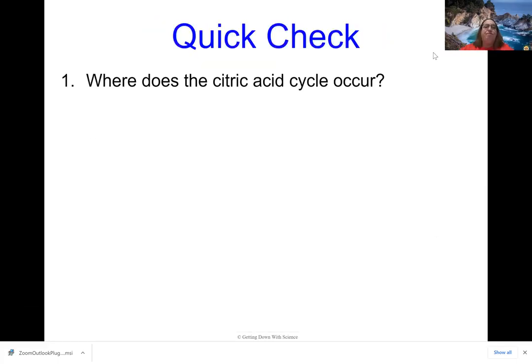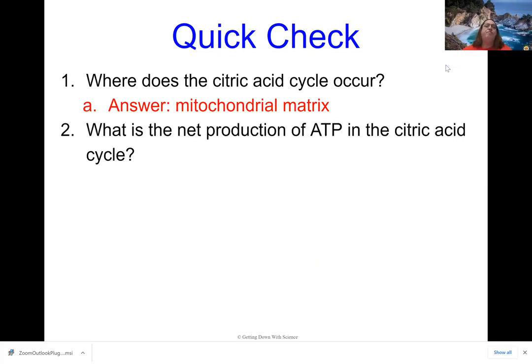Okay, quick check. Where does the citric acid cycle occur? In the mitochondrial matrix, in that center portion of the mitochondria. What is the net production of ATP in the citric acid cycle? We make a total of 2 ATP in the citric acid cycle.